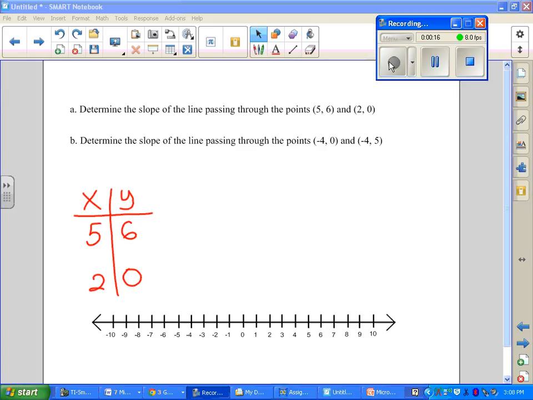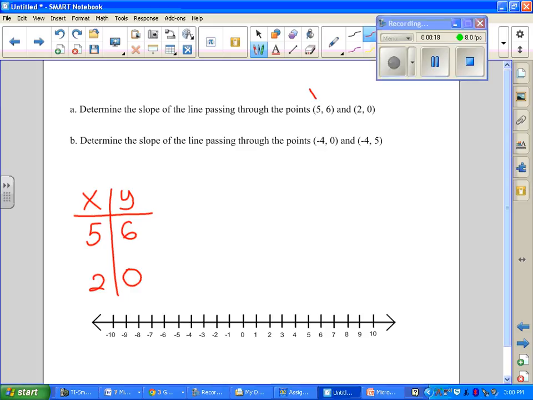So I wrote down the numbers in the table. The 5 is the x, the 6 is the y, the 2 is the x, and the 0 is the y. So I wrote them down on the table.